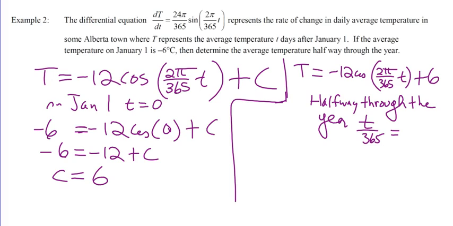1/2, right? Because t is whatever, 180, 187 and a half days. So this is equal to a half, times 2 pi, which is pi. So we end up with T is equal to negative 12 cos pi plus 6. Right? So halfway through the year, t over 365 is a half, times 2 pi gives you just pi. Okay, what's the cos of pi?